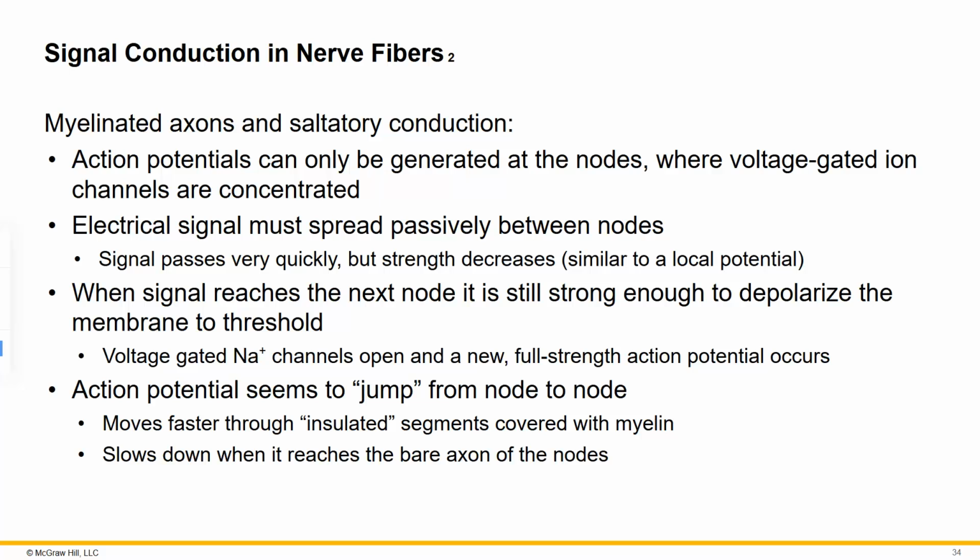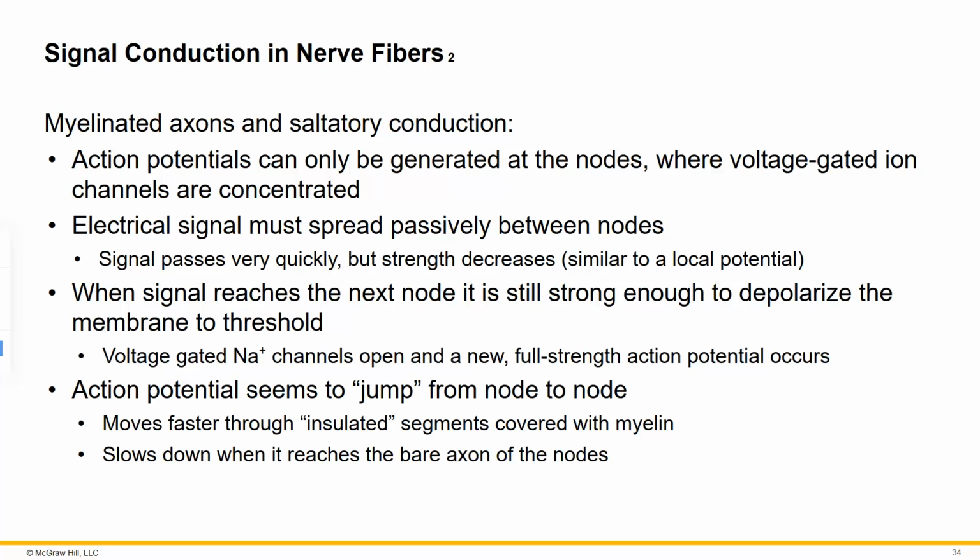Myelinated axons and saltatory conduction. Action potentials can only be generated at the nodes where voltage-gated ion channels are concentrated. Electrical signal must spread passively between nodes. The signal passes very quickly, but strength decreases, similar to a local potential. When the signal reaches the next node, it's still strong enough to depolarize the membrane to threshold. Voltage-gated sodium channels open and a new full-strength action potential occurs. Action potential seems to jump from one node to the other.